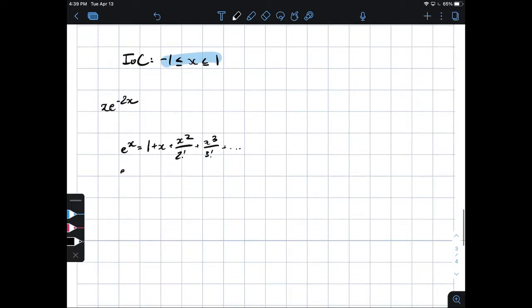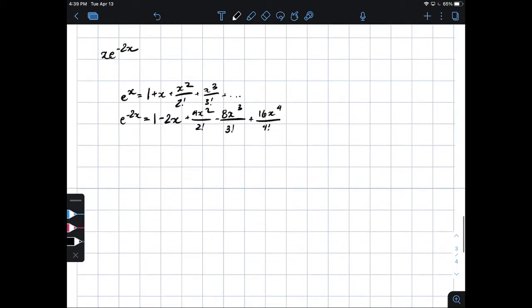Now we're going to substitute in our negative 2x. So we're going to have 1 minus 2x plus 4x squared over 2 factorial. We're not going to simplify, even though we could right there. Then it would be minus. We're going to create an alternating series because of that. Minus 8x cubed over 3 factorial, plus 16x to the 4th over 4 factorial, and that would be that.